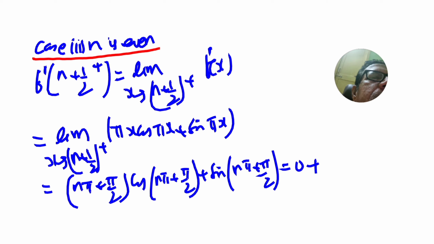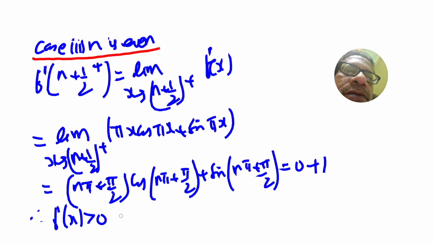Plus, when n is even, sin n pi plus pi by 2. Suppose you take n as 2. Sin 2 pi plus pi by 2 is sin pi by 2. So that is 1. If you take n as 4, sin 4 pi plus pi by 2 is sin pi by 2, 1. So when n is even, sin n pi plus pi by 2 will be 1. So that means, therefore, f dash of x is greater than 0 when x is greater than n plus 1 by 2.